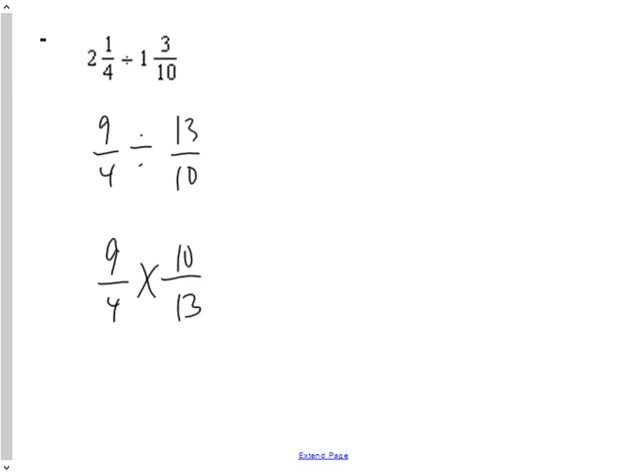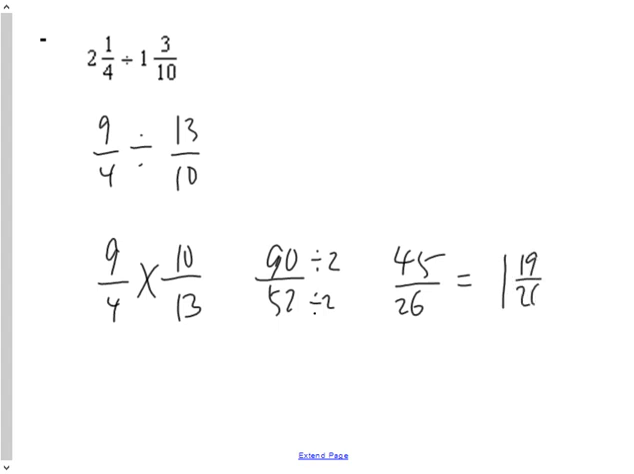If you cross reduce, it's beautiful, but let's not cross reduce first this time. I get 90 over 52. 90 over 52, both are even numbers, divisible by 2. That's 45 over 26. That would be 1 and 19/26, and that's a final answer. If you do cross reduce, both are divisible by 2. You get 5 over 2, which ends up with 45 over 26, which still gives you 1 and 19/26 as a final answer.